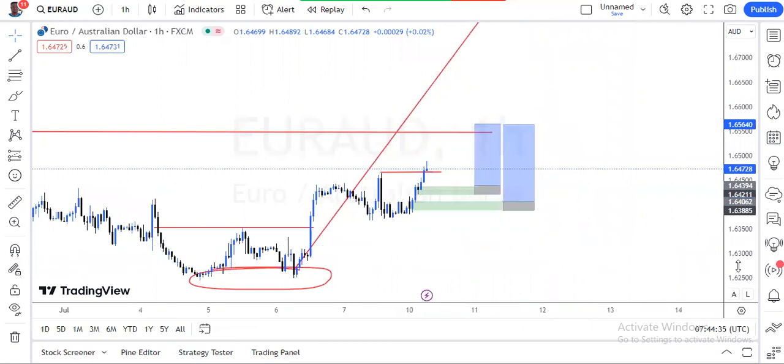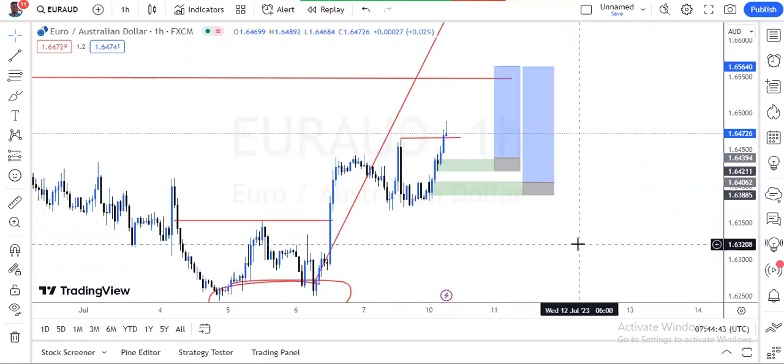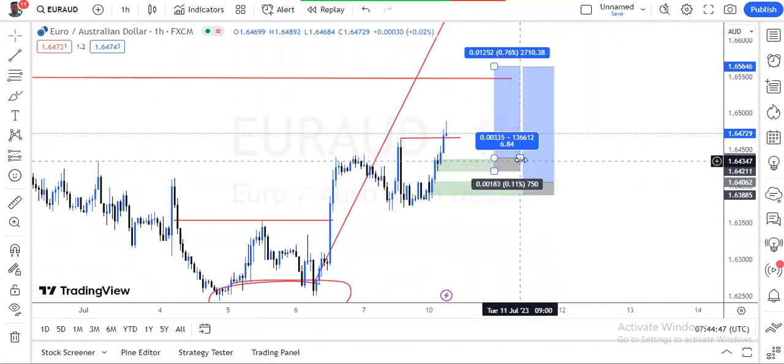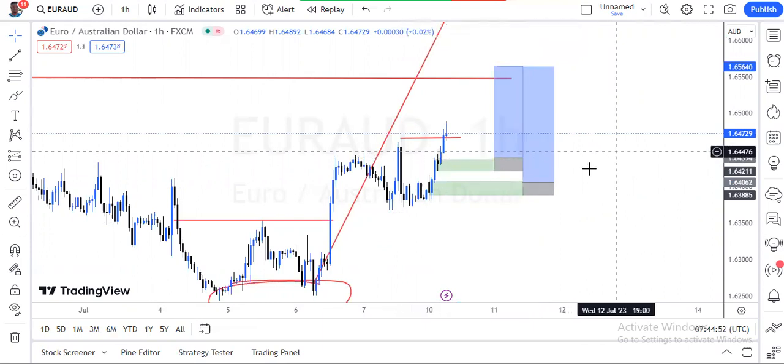So stay focused as we trade the market together. This week is going to be an amazing week. It's going to be a profitable week as all markets are set for a momentous move. So let's see how we ride the market for this week.